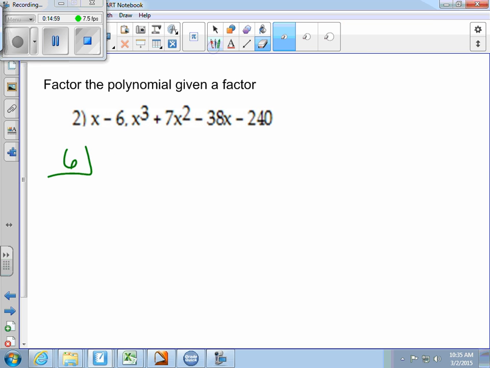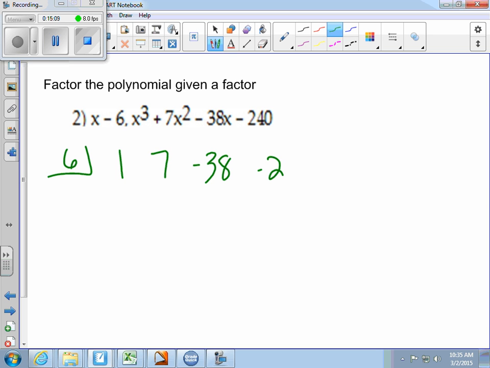Before I start synthetic division, ask yourself, are there any x's missing? No? If there are, what do you do? Put a 0 in. Notice I put a positive 6 in the box because it's x minus 6. Good so far?